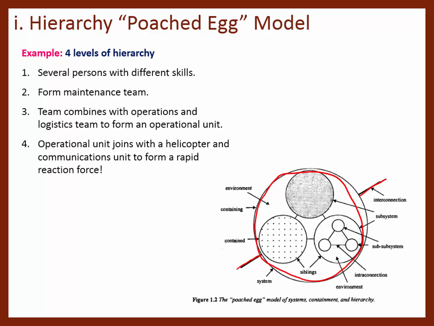So for instance, in this example, you can have 4 levels of hierarchy. Number 1 is a group of people that have different skills, and then when you put them together, they form, in this case, a maintenance team. And with that team, you can have other teams within your company. So when this team combines with operation and logistic teams, they form an operational unit.